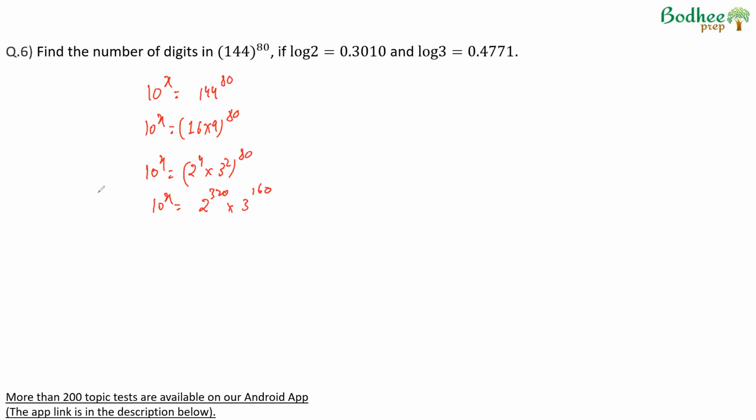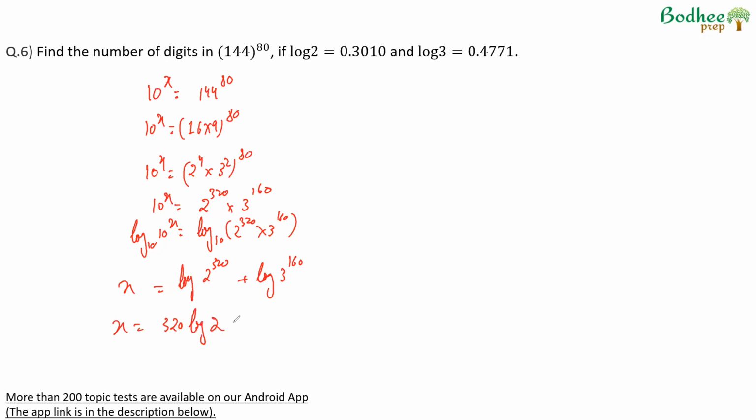Taking log to the base 10 on both sides, we write this as log of 10 raised to power x to the base 10 is equal to log of 2 raised to power 320 into 3 raised to power 160 to the base 10. This becomes x times log of 10 to the base 10, which is 1. Log of a into b is log a plus log b. This becomes 320 log 2 plus 160 log 3. The values of log 2 and log 3 are given.